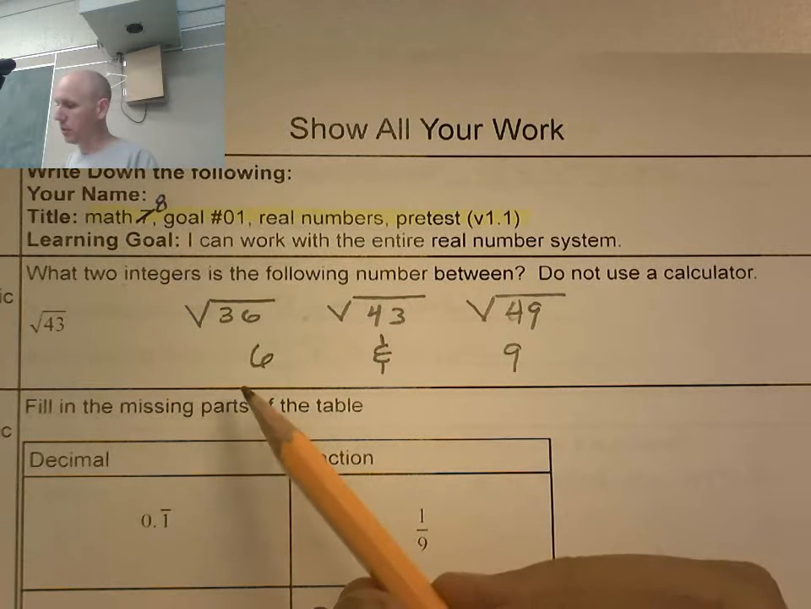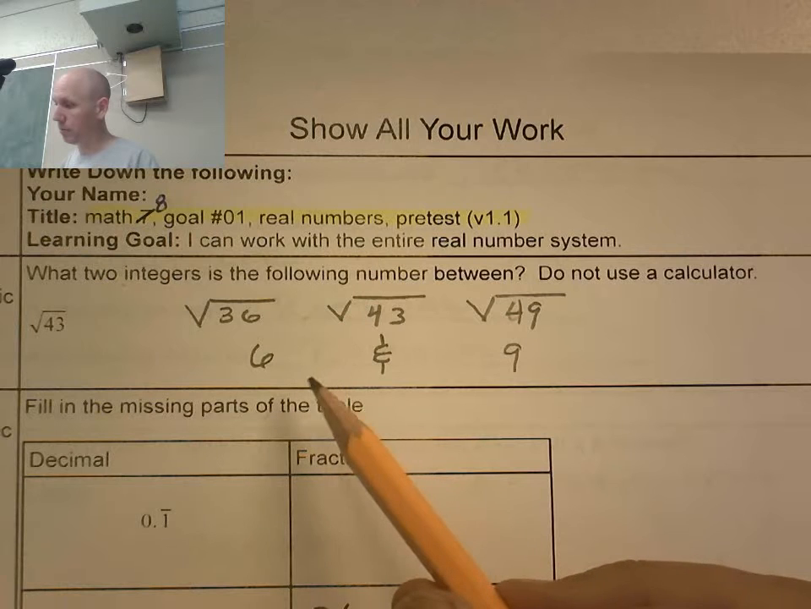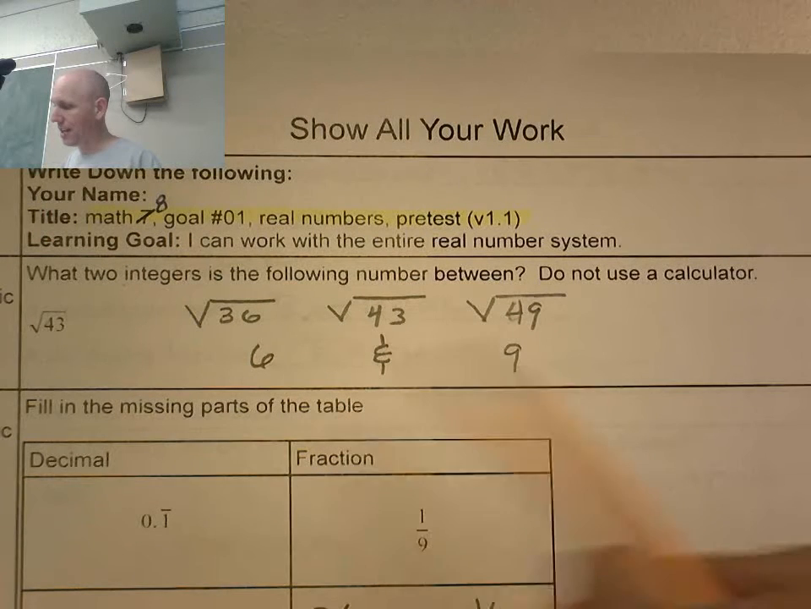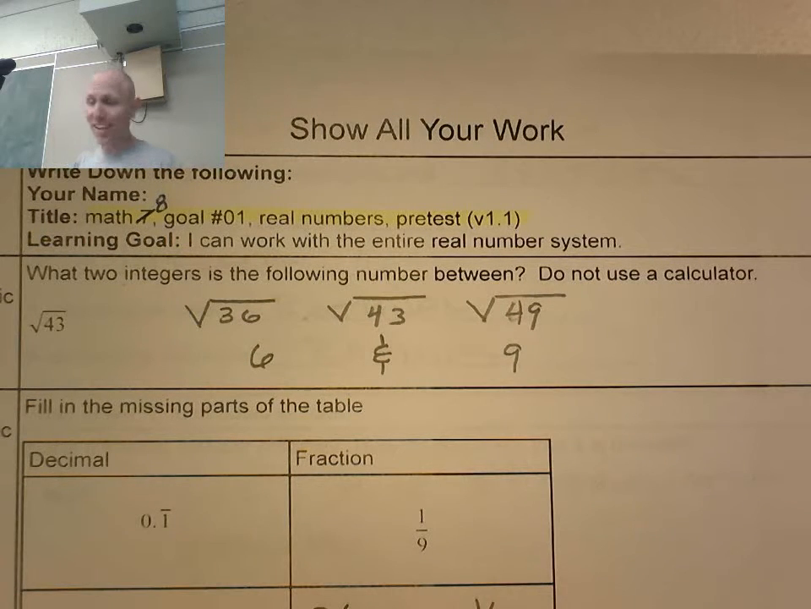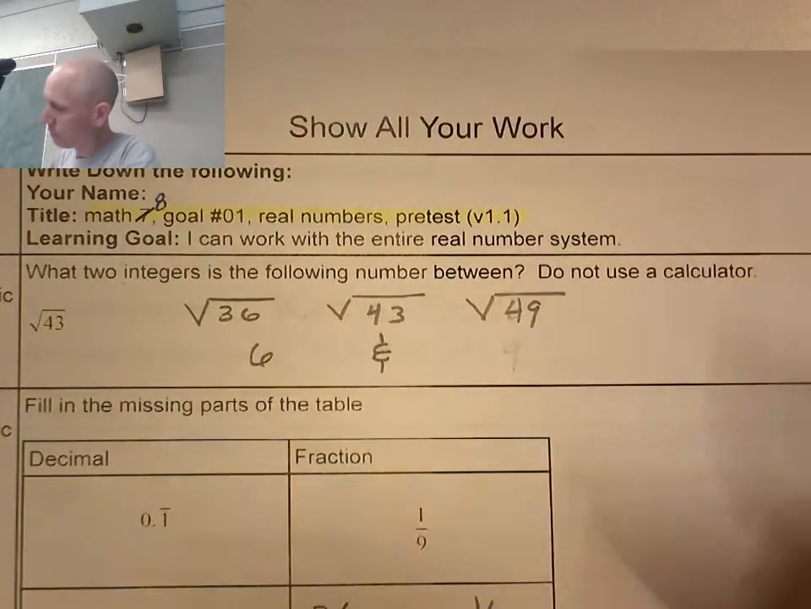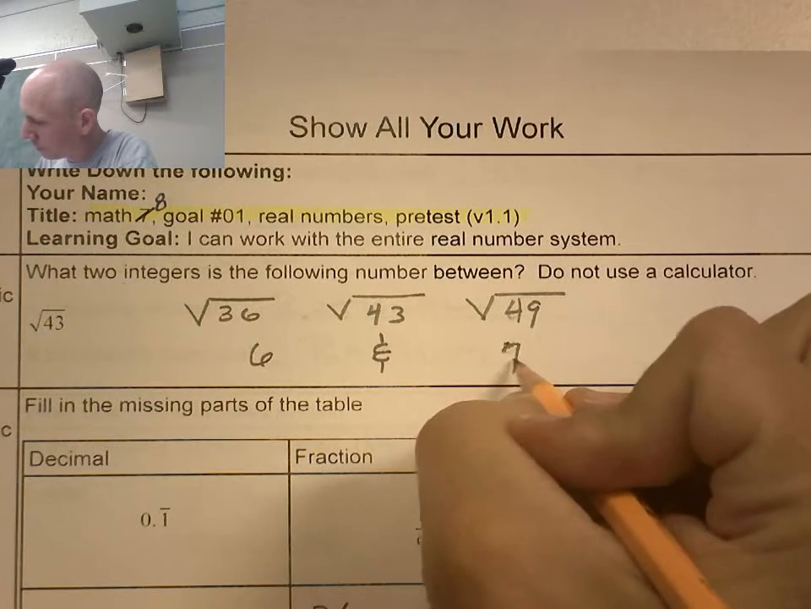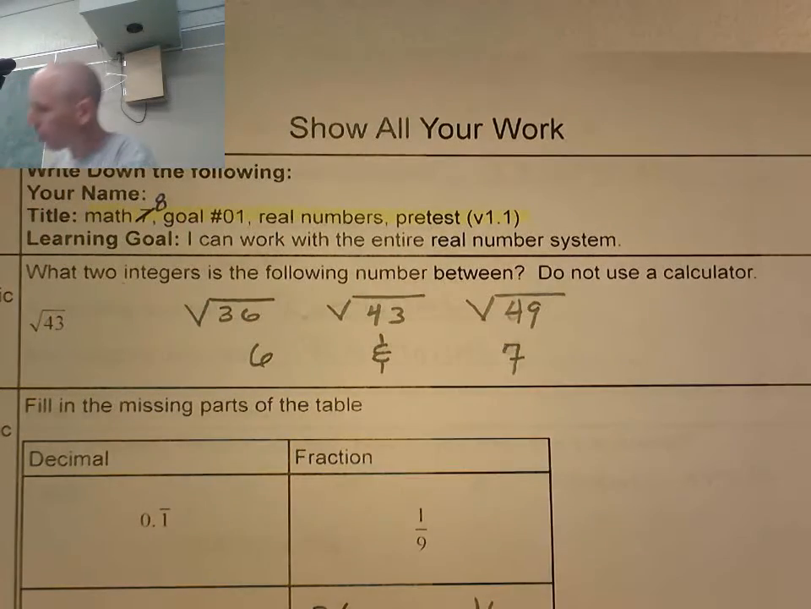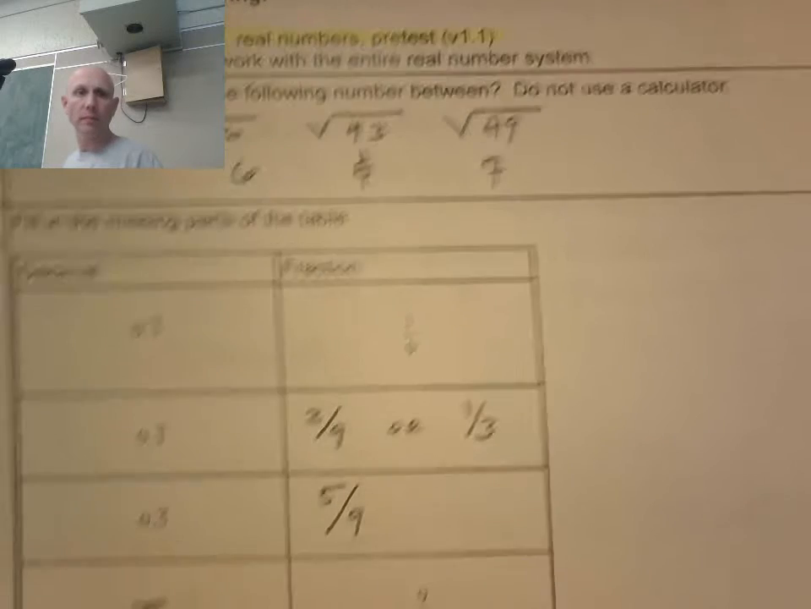So the answer is between 6 and, I have 9 right there, which is incorrect. And that is one of the reasons I make these videos before I upload these files to the internet. This should be 6 and 7. There we go. Okay, next one.